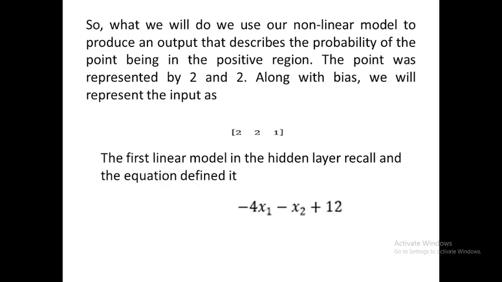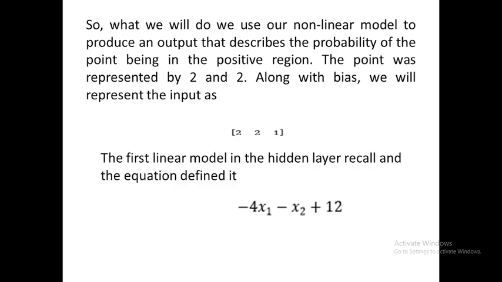So what we will do, we use the nonlinear model to produce the output that describes the probability of the point being in the positive region. The point was represented by 2. Along with bias, we will represent the input as 2, 2, 1. The first linear model in the hidden layer, recall, has the equation defined as minus 4x1 minus x2 plus 12.